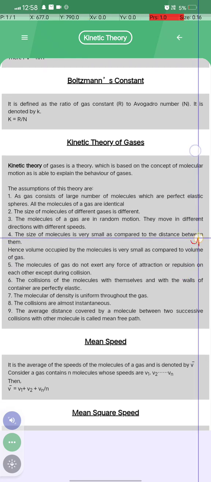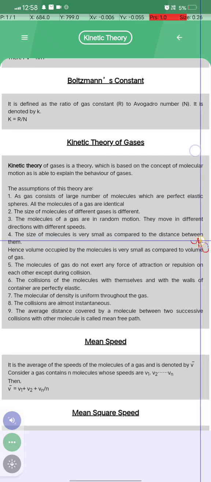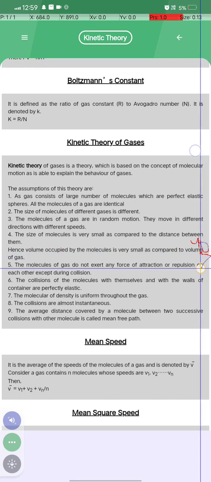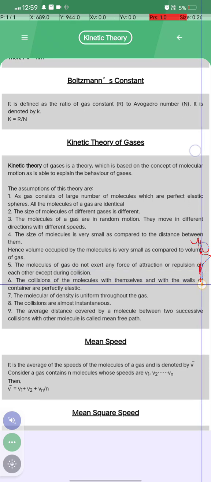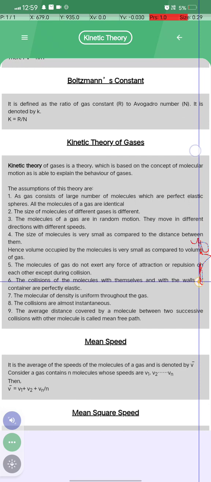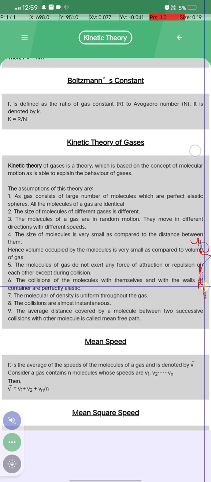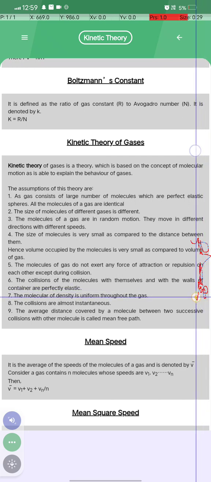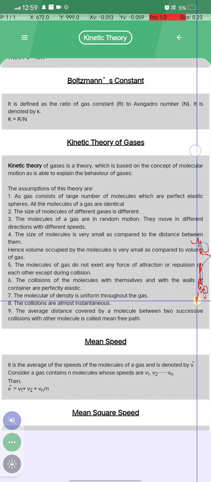The size of molecules is very small as compared to the distance between them, and hence the volume occupied by the molecules is very small as compared to the volume of the gas. The molecules of a gas do not exert any force of attraction or repulsion on each other, except during collision. The collisions of the molecules with themselves and with the wall of the container are perfectly elastic. The molecular density is uniform throughout the gas. The collisions are almost instantaneous.